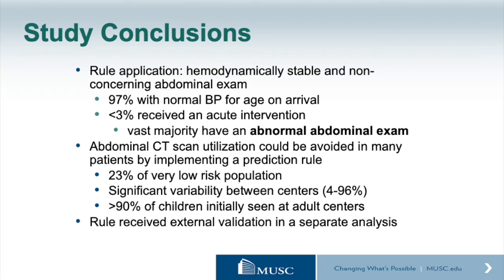Finally, abdominal CT scan utilization could be avoided in many patients by implementing the prediction rule. Even at pediatric level 1 trauma centers, over 23% of the very low risk population underwent an abdominal CT. And importantly, we saw significant variability between the centers, ranging from a CT scan use of 4% at one center to 96% at the high outlier.